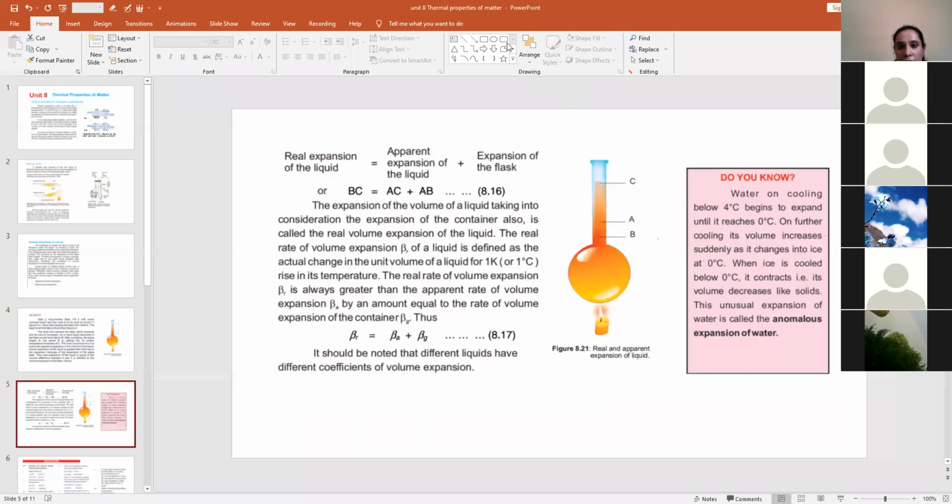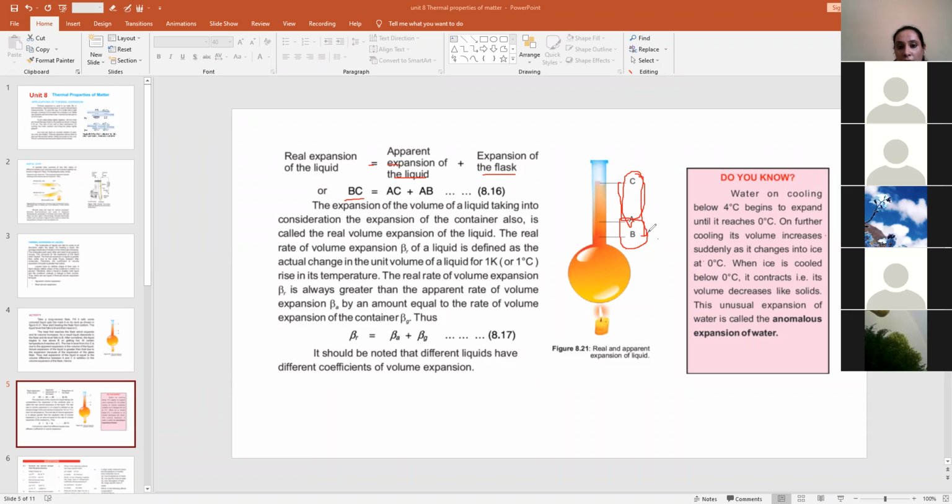So real expansion of liquid can be given as apparent expansion of liquid plus expansion of flask. So you can say that the real expansion is from level B to C, so we have to write over here BC, and the apparent expansion is from A to C. So for real expansion, we have to have the apparent expansion, that is AC, and the expansion of flask, that is AB. This expansion is taking place because the size of the flask is expanded, right?